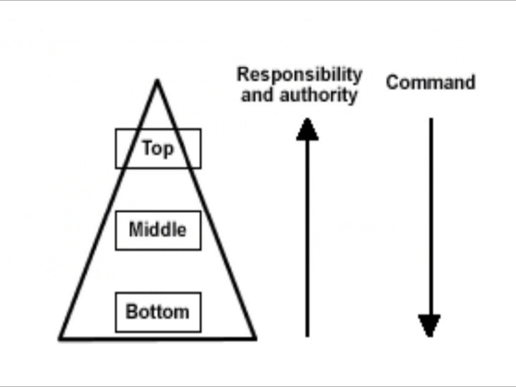This diagram shows the different levels of hierarchy in an organization. There are three levels: top, middle, and bottom. The delegation of authority or command comes from the top of the pyramid to the middle and then to the bottom. Delegation means making someone do something for you.